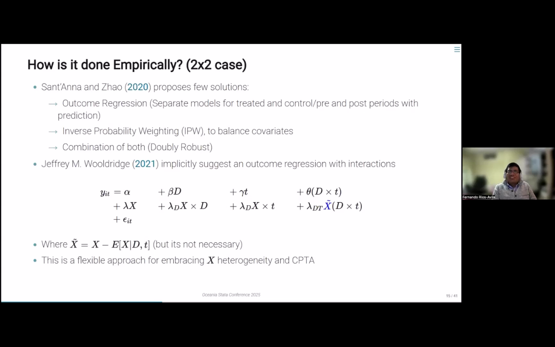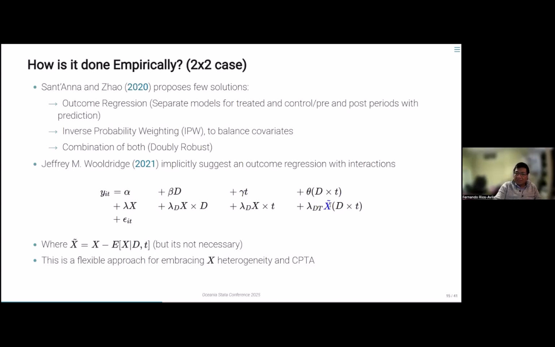Wooldridge, in the paper that introduces the extended two-way fixed effects, implicitly also suggests the following. If you would like to do the same thing as Sant'Anna and Zhao said, specifically the outcome regression approach, the only thing that you need to do with your specification is make it more flexible. So this is what we normally have for a standard difference in difference approach. But if we want to control for characteristics, we just need to include the characteristics in levels, interacted with the treatment dummy, interacted with the time dummy, the pre and post, and interacted with the interaction of the pre and post dummy. And that's it.